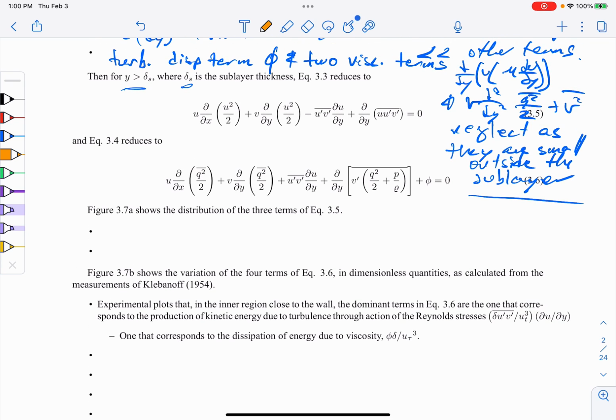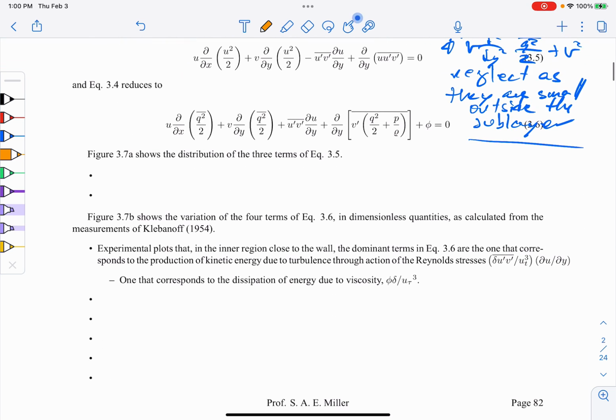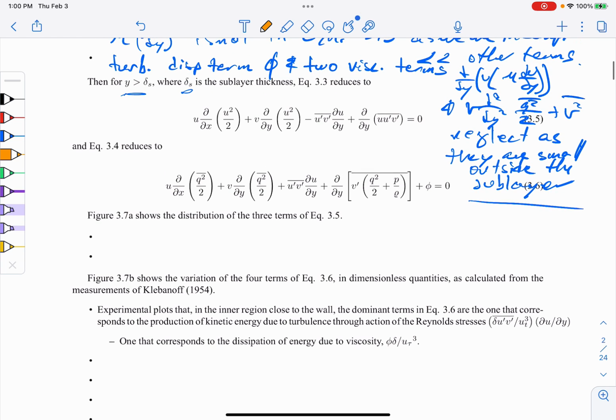Okay, so if I make these assumptions and I put them back in 3.3 for the mean kinetic energy and 3.4 for the turbulent kinetic energy, I'll have these two resulting terms here for mean and here for TKE. So once again, this is a TKE, and this is the mean term of the whole velocity. So here, I'm going to make some notes, and we'll go look at the figures which are on following pages.